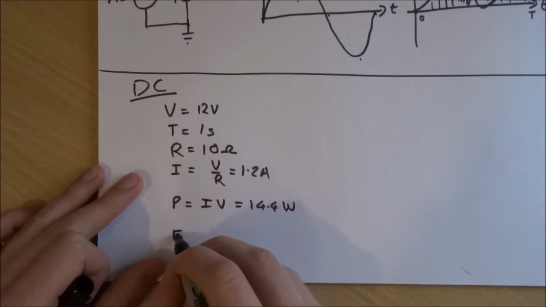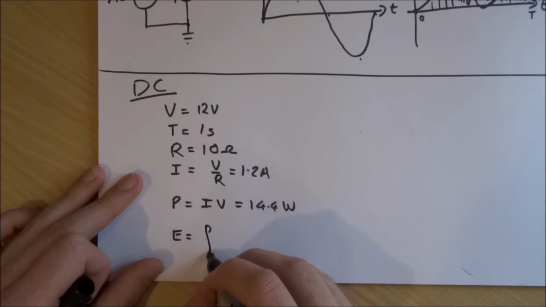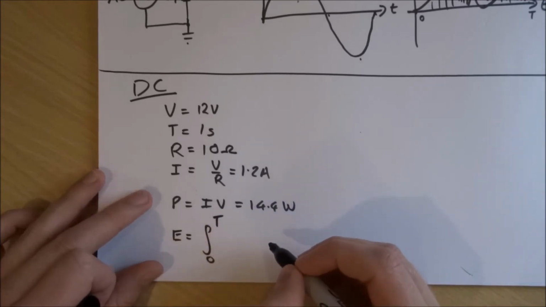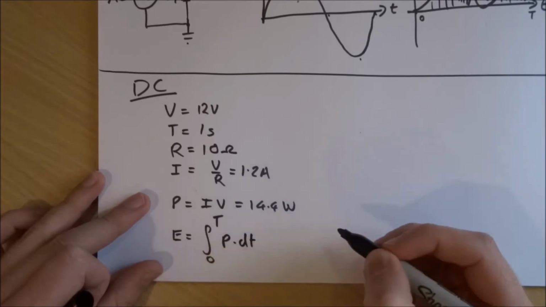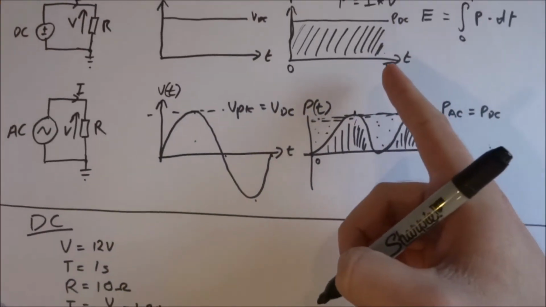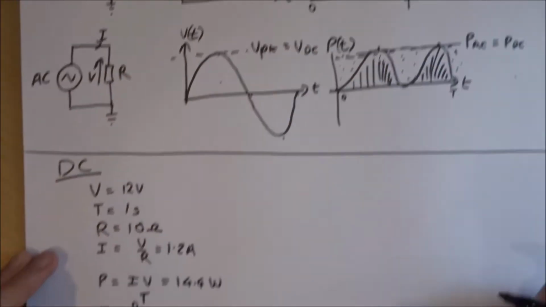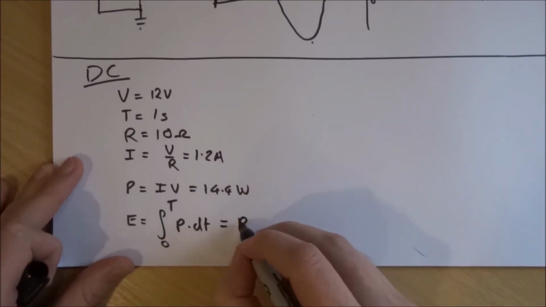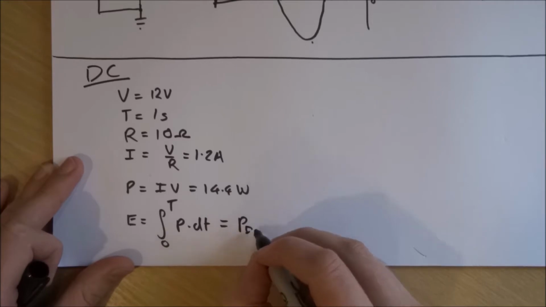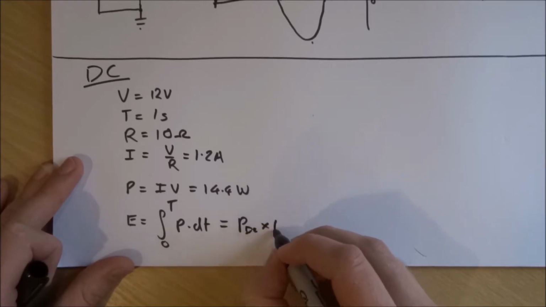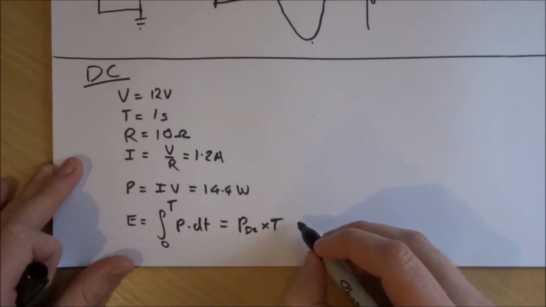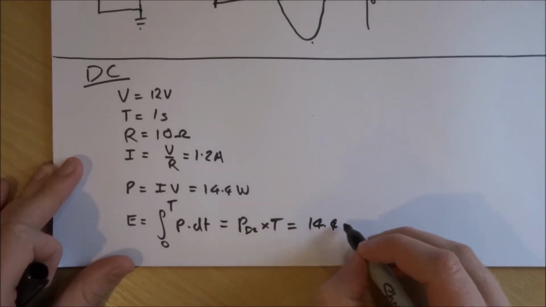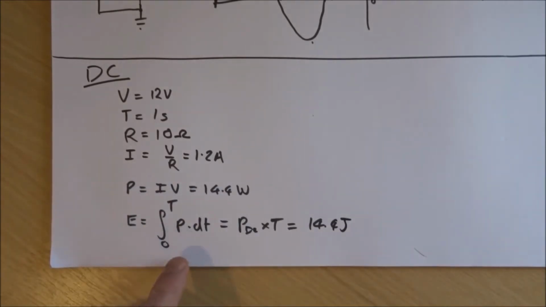The energy being dissipated in the resistance then is given by the integral from 0 to our time period T of our power waveform dt, and because the power waveform in the DC system isn't changing with time, that simplifies down to simply the DC power times the capital T, and that comes out at 14.4 joules, the same as the power, because our capital T is 1 second.